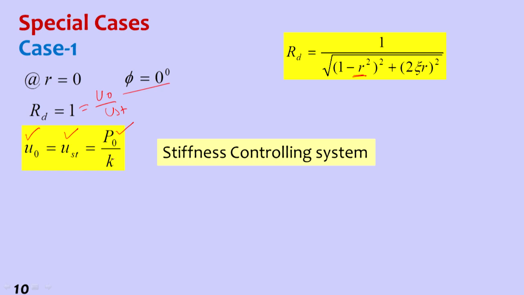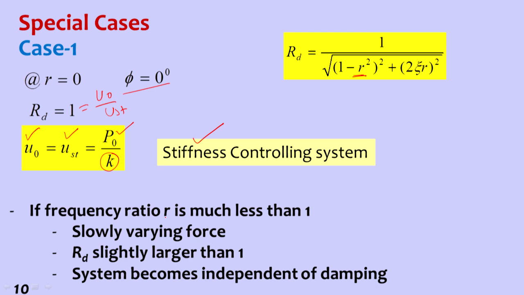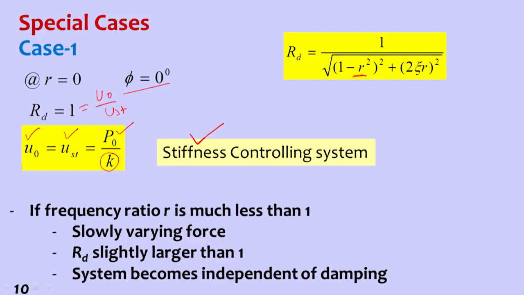Then k is the stiffness controlling. So when R is equal to 0 or nearly 0, vibration is controlled by stiffness. So it is a stiffness controlling system. If the frequency ratio R is much less than 1, it is a slowly varying force. Rd is slightly larger than 1. So that means it can be 1, 1.01, 1.001 or 1.12, something like that.